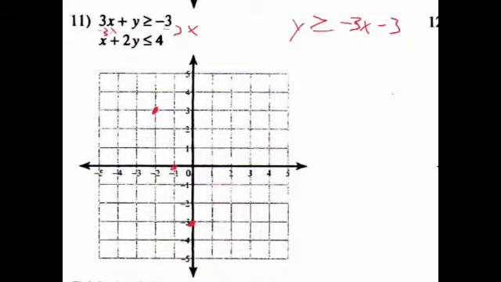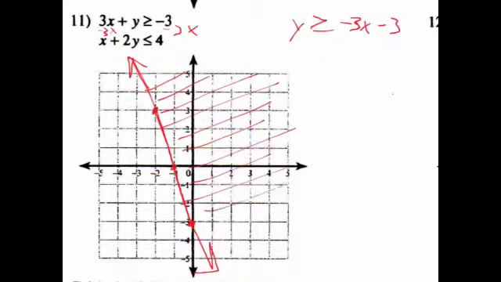This one it can be equal to, so I'm going to do a solid line. That's an arrow. And since that says greater than, the side that we need to shade is the up above part. That's this way. And graph my inequality just like so. And then I'm going to switch colors to do my other one.